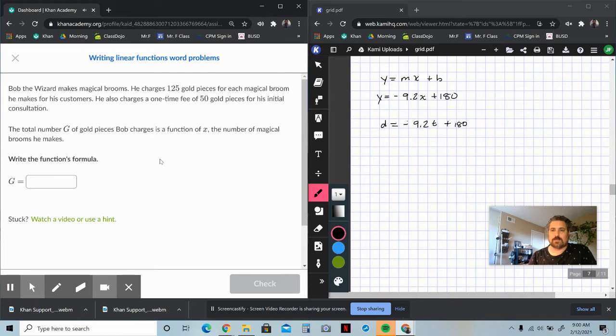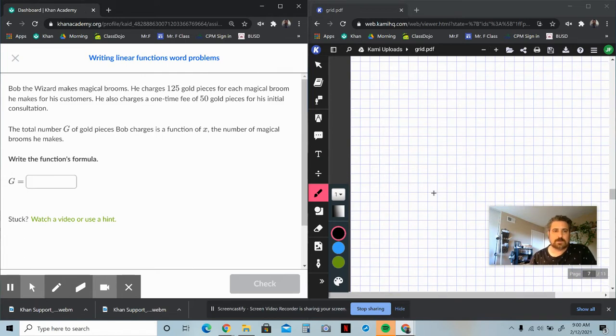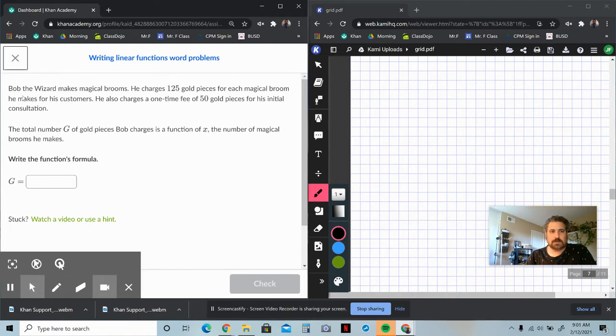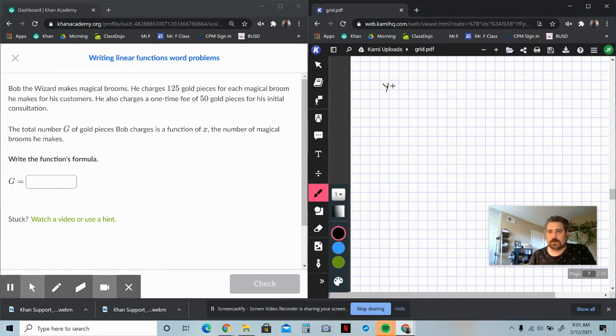All right, let's do the next one. So this one says, Bob the Wizard makes magical brooms. He charges 125 gold pieces for each magical broom he makes for his customers. He also charges a one-time fee of 50 gold pieces for his initial consultation. The total number of gold pieces g Bob charges is a function of x, the number of magical brooms that he makes. So once again, it's just going to be y equals mx plus b, where m is how it grows and b is where it starts.